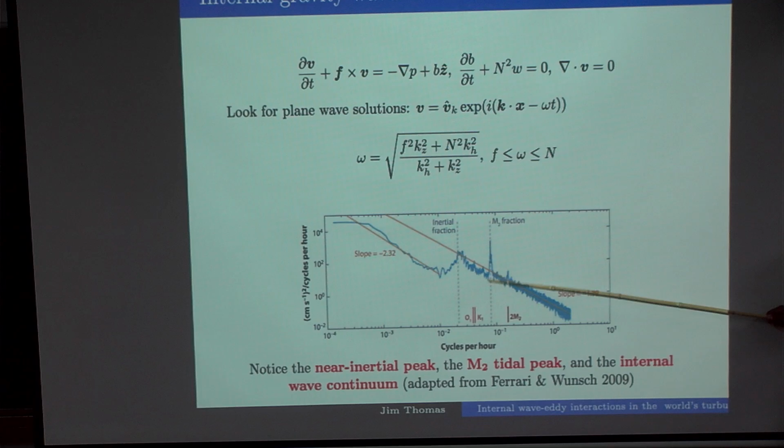What sets this slope? People like me are trying to figure out how energy, for example, gets to all these scales. In the ocean, energy is being put in at the inertial frequency, tidal frequency, and so on. So how does energy fill up this internal wave continuum? This part is also called the internal wave continuum, because it looks like a continuum. And also people study how these eddies and waves interact. So that's a problem we'll look at briefly in this talk.